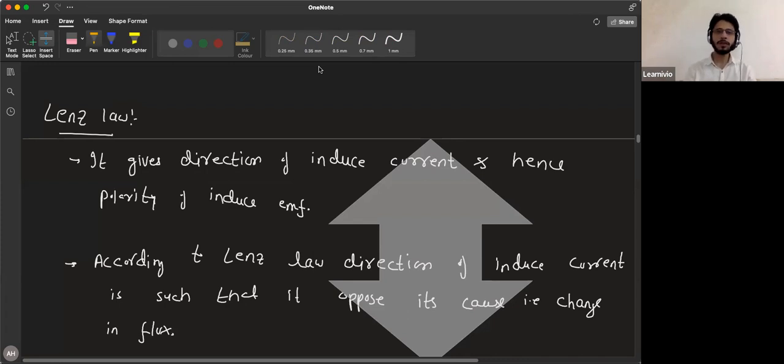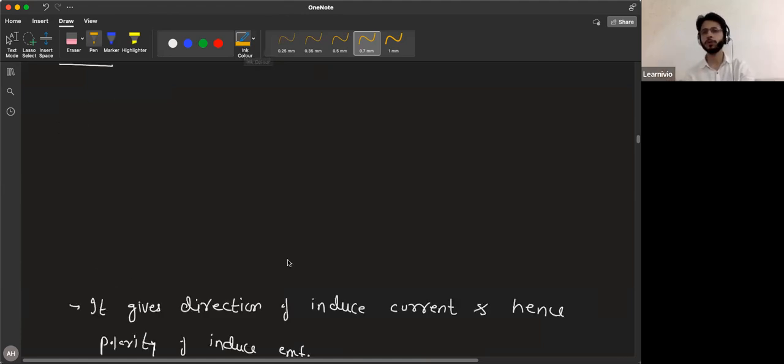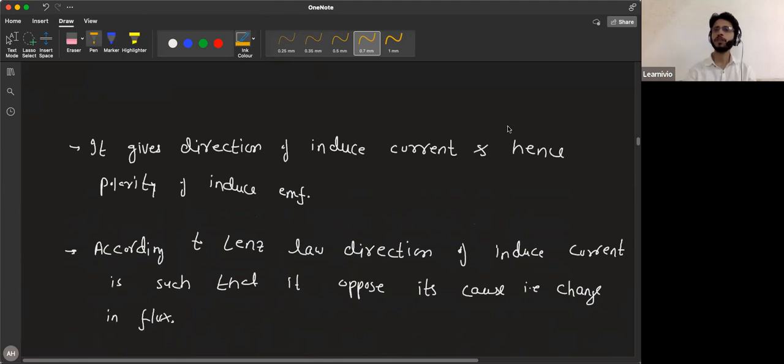So if you have a circuit and the flux is decreasing in that circuit, then Lenz's law says induced EMF will try to increase that flux. If flux is increasing, then Lenz's law says induced EMF, and hence induced current, will try to decrease it. How it can increase or decrease, we will discuss in the next section, in the questions of Lenz's law. So it gives the direction of induced current and polarity of induced EMF.